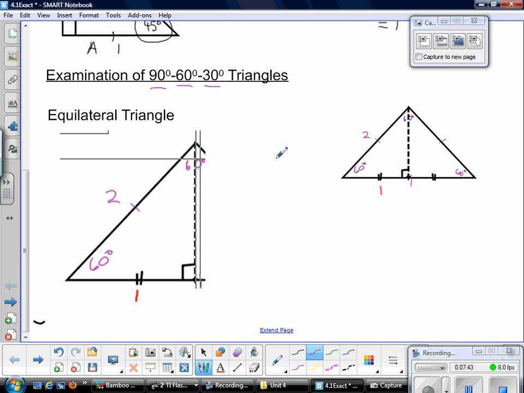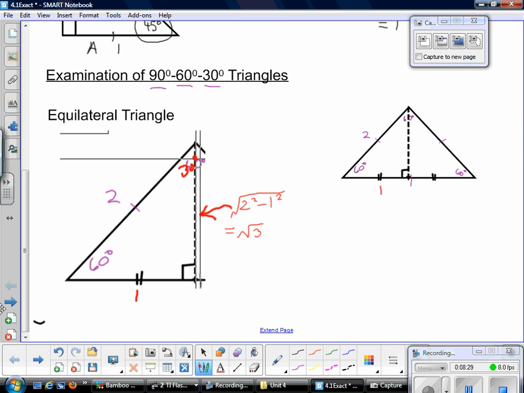Now to find this other side, one thing I should have mentioned is that when I said a perpendicular bisector, it actually created a 30-degree angle at the top as well. So when I cut it, it cuts the angle, it cuts the sides, everything gets cut. Using the Pythagorean theorem again, however, this time I know the hypotenuse, so the side I'm looking at is going to be 2 squared minus 1 squared, which is the square root of 3.